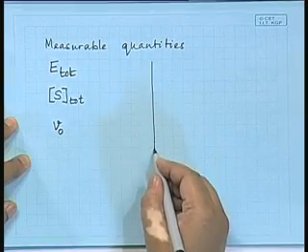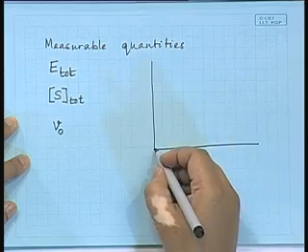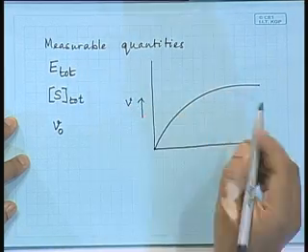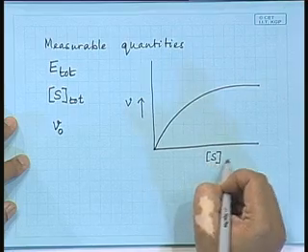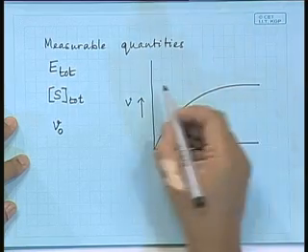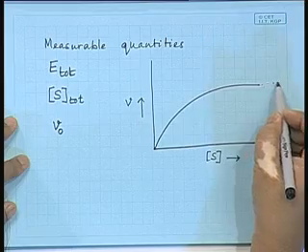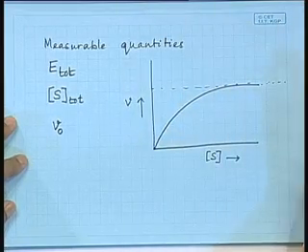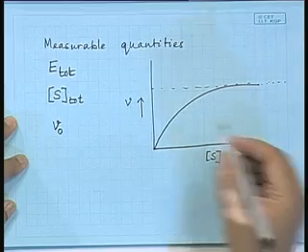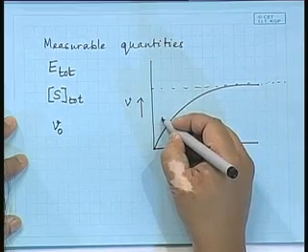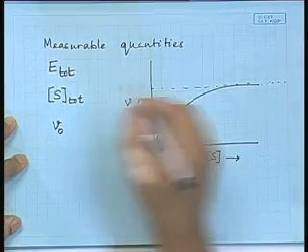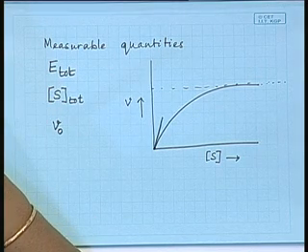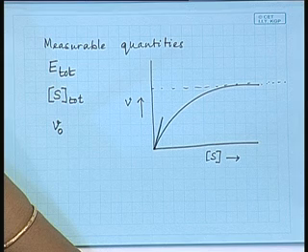Why? Because if I consider my curve here, this is the velocity of the reaction. This is the substrate concentration. I do not know where Vmax is, where it is actually going to go, right? So, this is some quantity that I actually cannot determine this way. But what can I determine? I can determine at low concentrations what the V0 value is. So, I can find out what an initial velocity is.